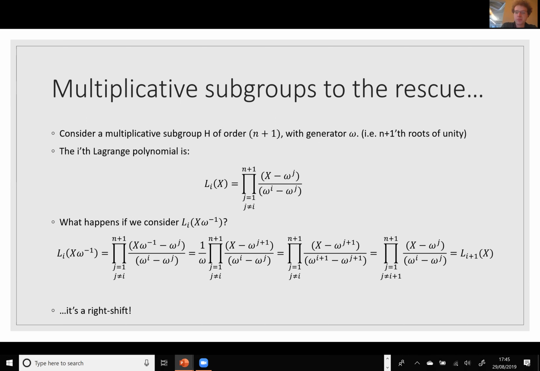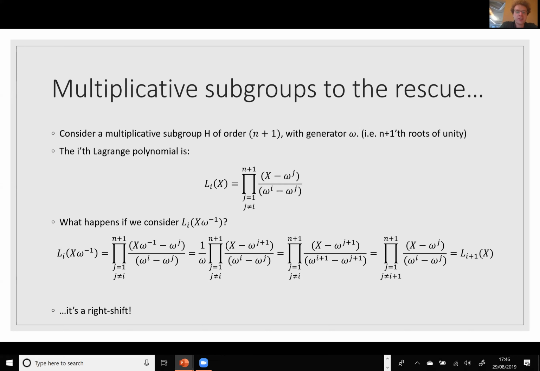the fact that we're using multiplicative subgroups is one of the key reasons why you can perform this weird right shift. Consider a multiplicative subgroup of order n plus 1, because the size of these vectors is going to increase by 1, so you need to increase the order of your subgroup by 1. We have a generator, omega, of the subgroup. Practically, when implemented, this is going to be the n plus 1th roots of unity in whatever prime field you're working with, and omega will be the primitive root of unity. So the ith Lagrange polynomial is going to be a product term where you take the product of x minus the primitive root to the power of j, divided by the ith root minus omega to the j.